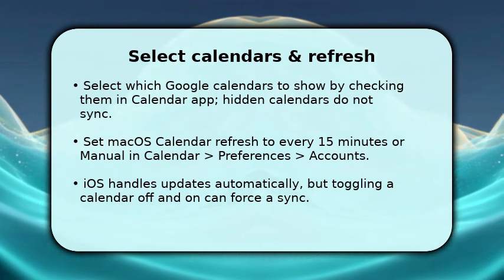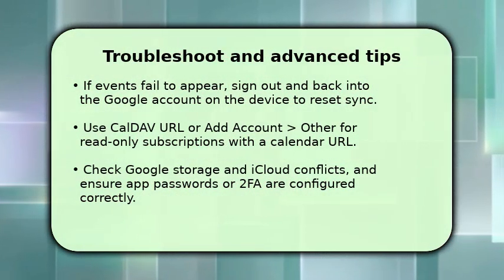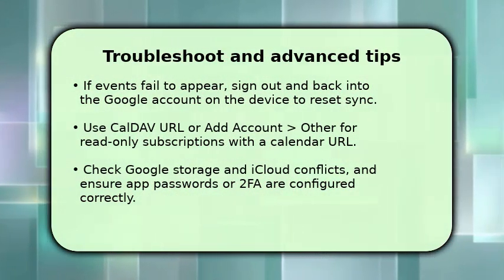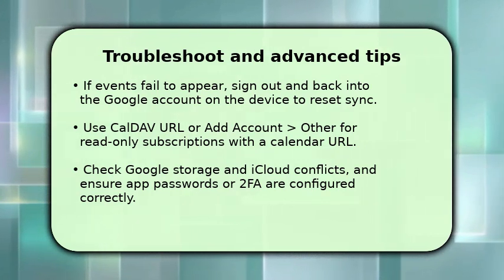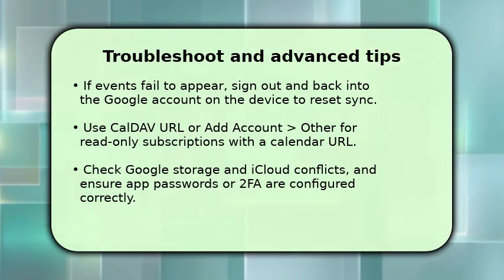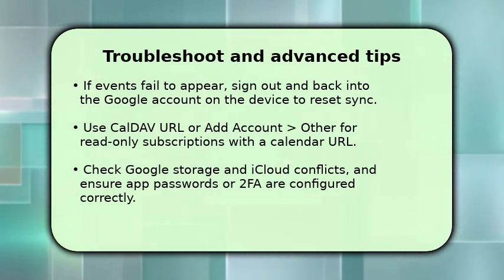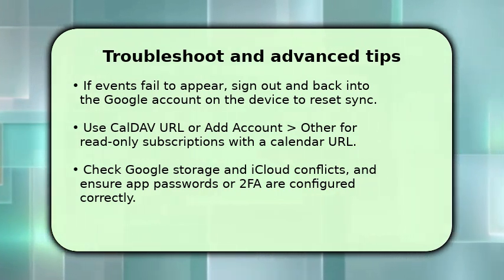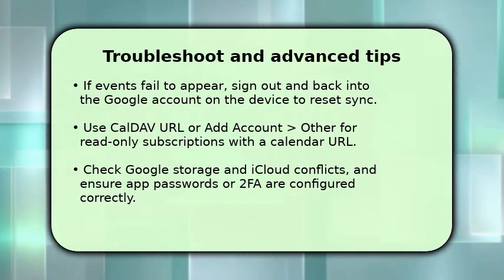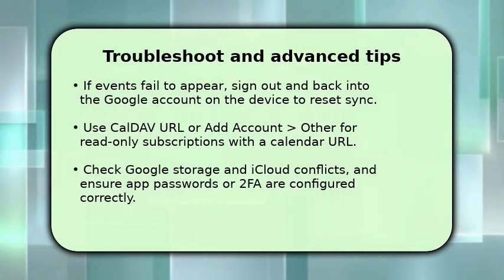If sync fails, first verify internet access, then sign out and back into your Google account on the Apple device to reset connections. For read-only public calendars, use Calendar, File, New Calendar Subscription on Mac and paste the calendar URL, or use Add Account, Other, Add Subscribed Calendar.